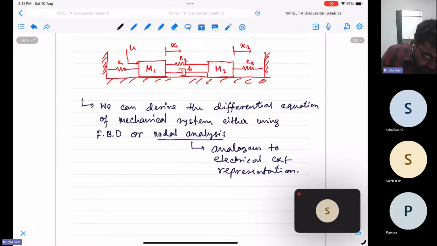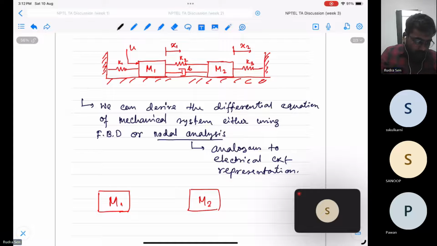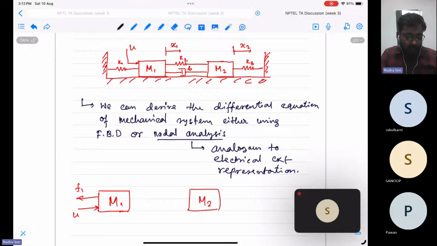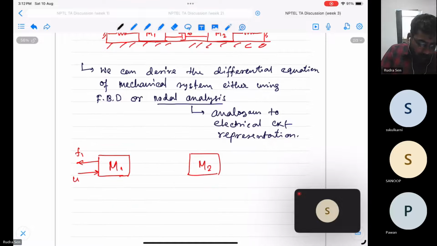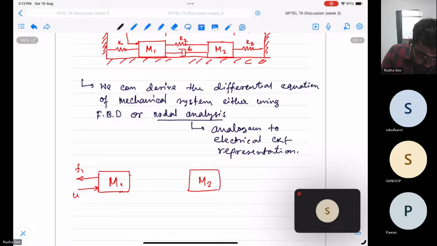So here, for mass one, I'm just drawing the forces acting on the masses M1 and M2. First, the forces applied on M1: this is K1, this is force F1, this is the force u applied in this direction, and then this is force F2.